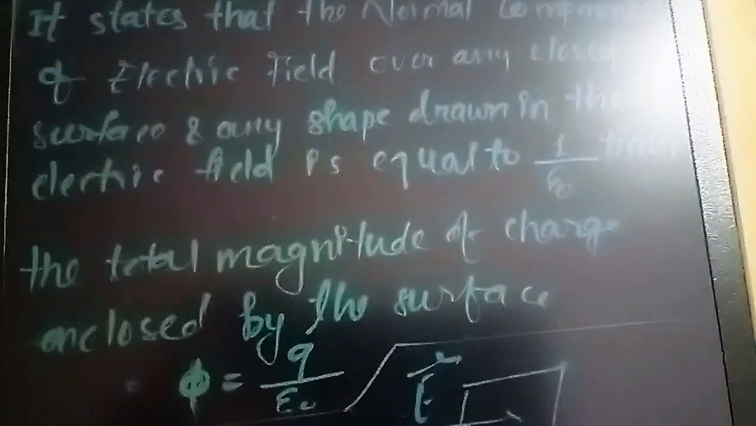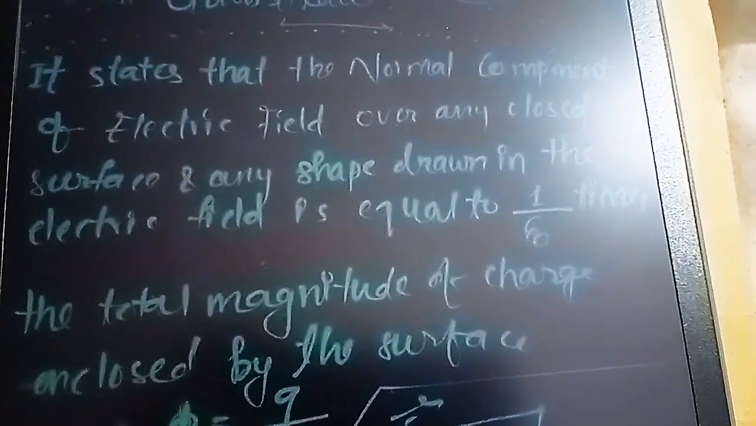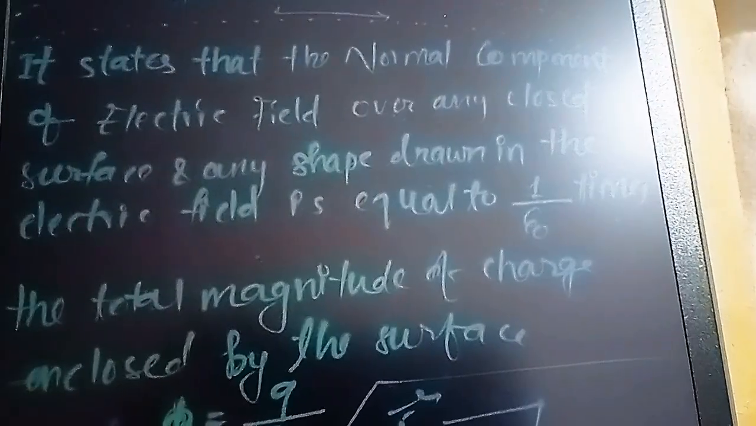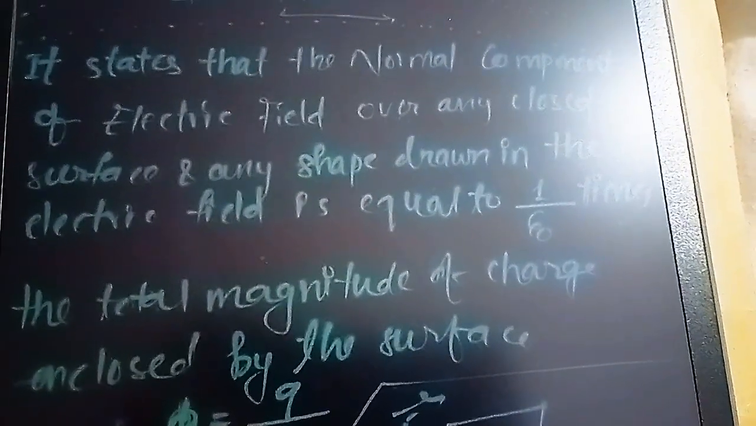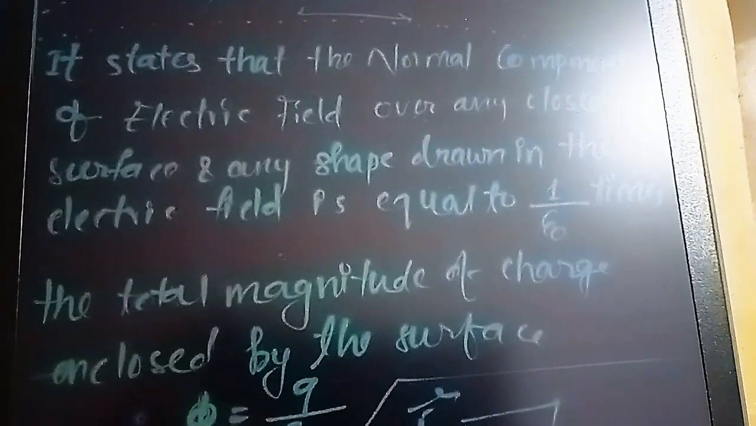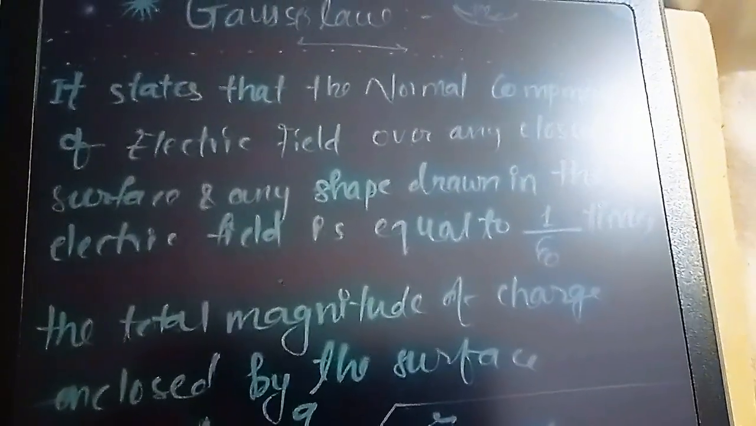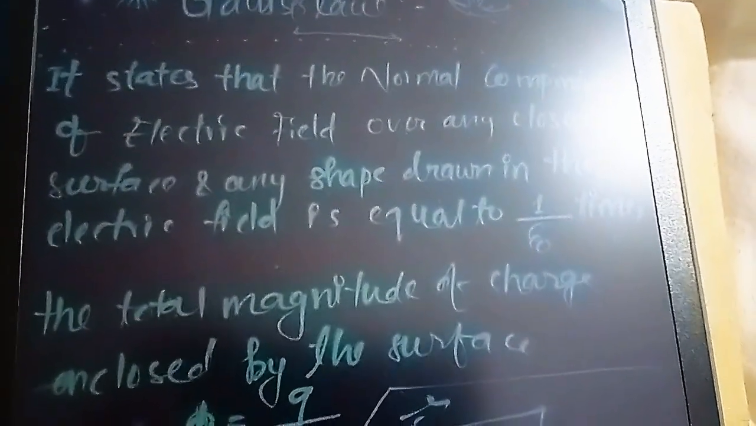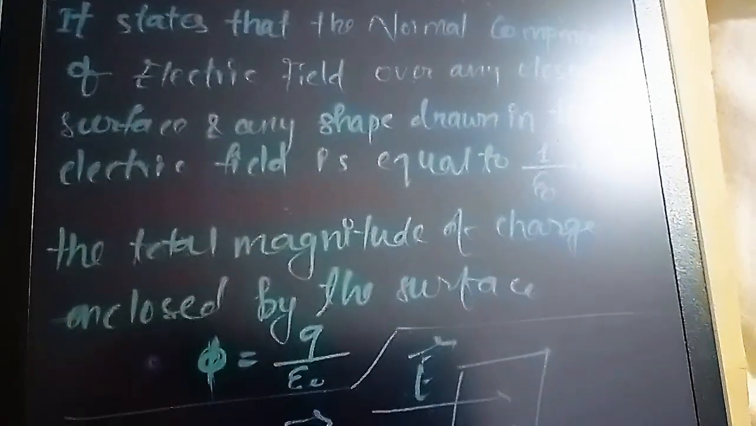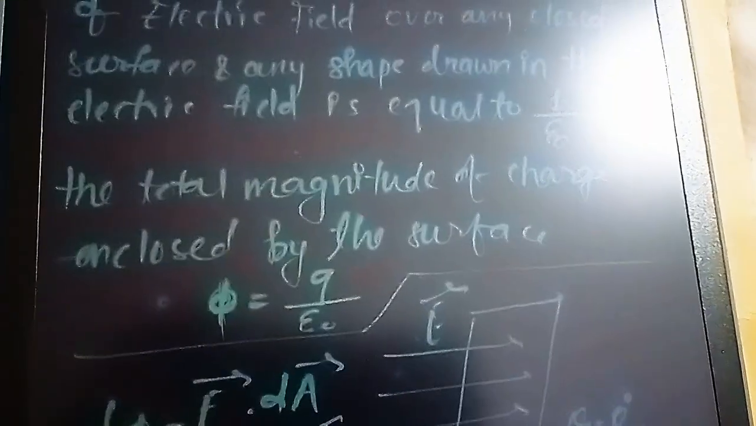And now we can understand this. It says that the normal component of electric field over any closed surface, you can say the normal component of electric field as flux, outward flux. It states that the outward flux over any closed surface of any shape drawn in the electric field is equal to 1 by epsilon naught times the total magnitude of charge enclosed by the surface. Now let's understand this.